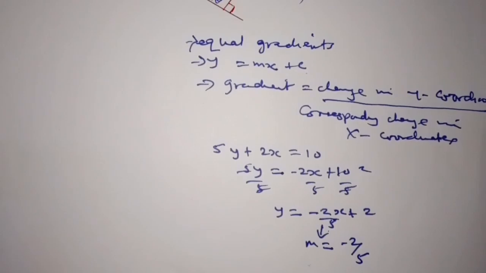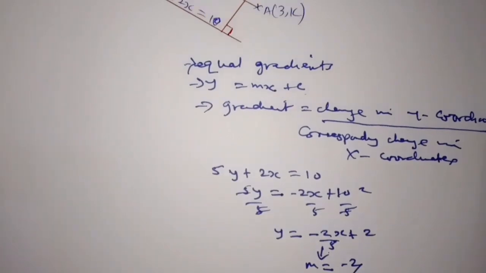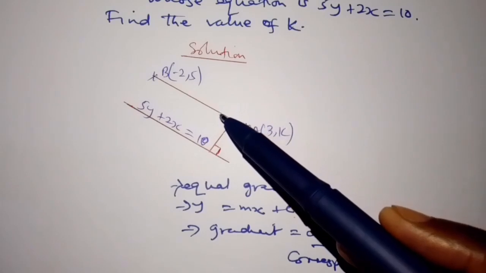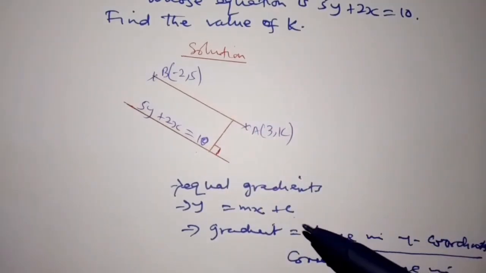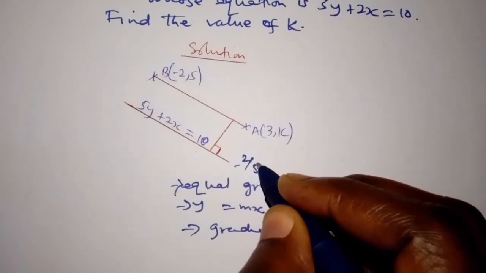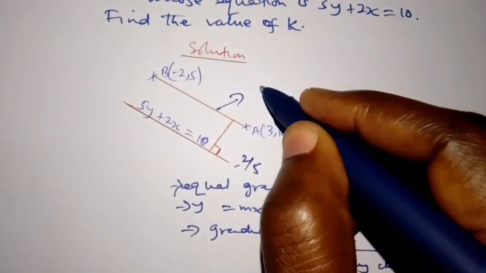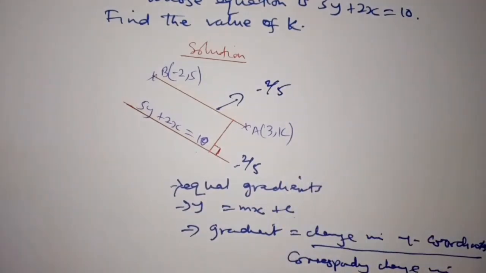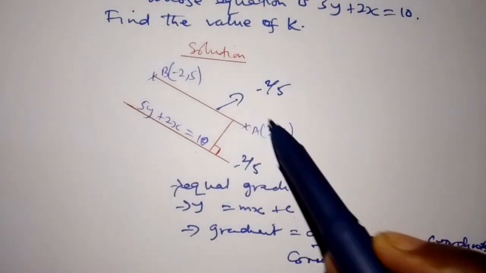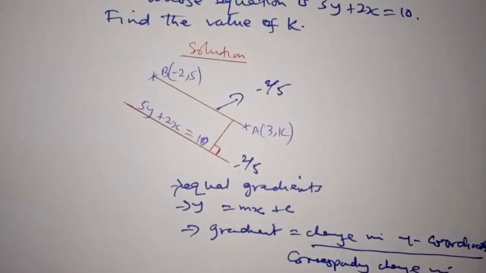And the gradients of parallel lines are always equal. So it means that the gradient of this other line is equal to the gradient of this line. We have found the gradient of this line to be negative 2 over 5. It means that the gradient of this line also is negative 2 over 5. So now we want to find the value of k.